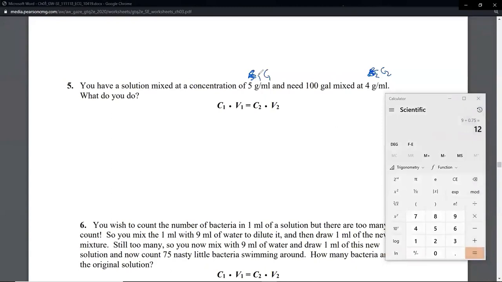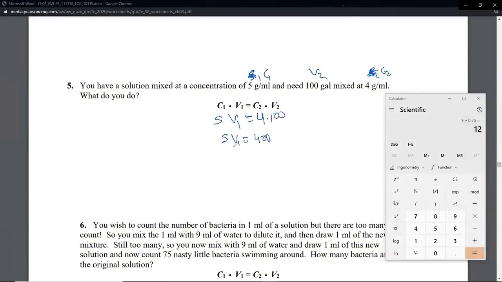Well, your store offers the 5 grams per milliliter, and the customer comes in and wants 100 gallons. So the 100 is with the customer, so this is V2 actually, not V1. We're trying to figure out what volume we need to get for them. So the equation goes 5 for the C1, the V1 is the unknown, equals the C2, which would be the 4, times the second volume, which was the 100. Well, 4 times 100 is 400, so we get 5 times V1 equals 400.